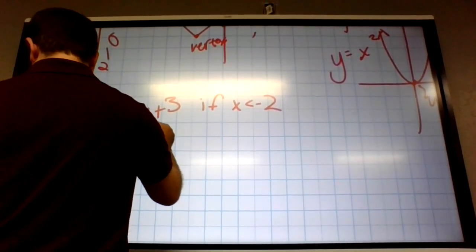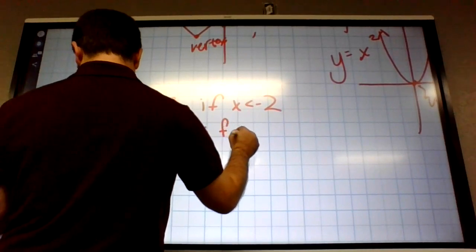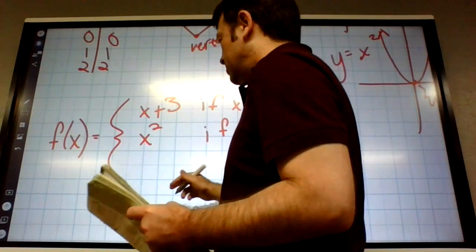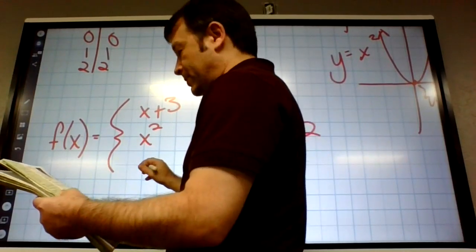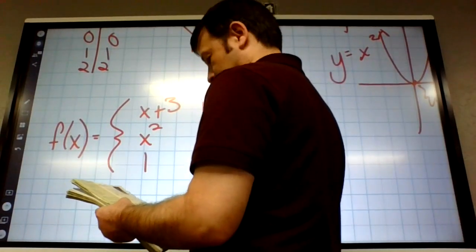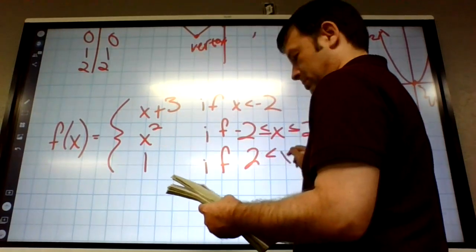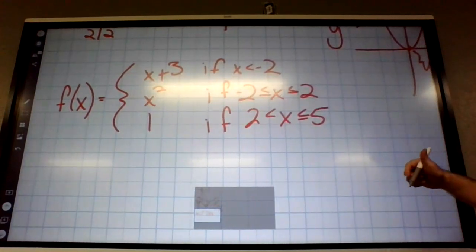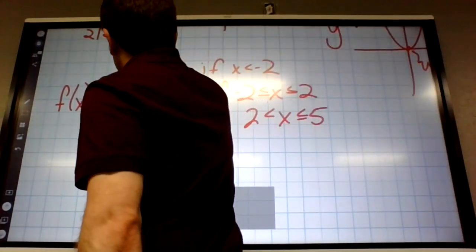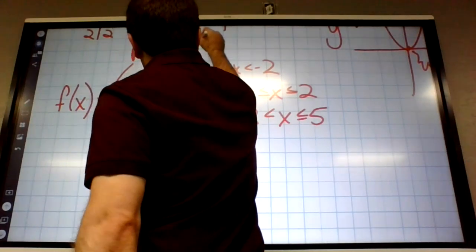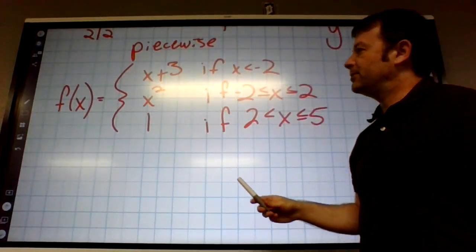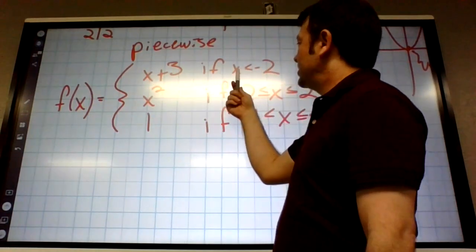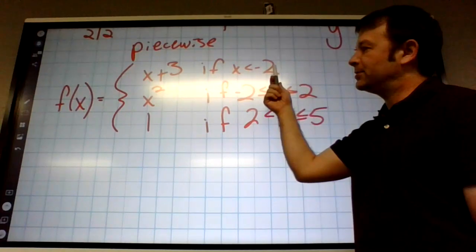This is called a piecewise function. So it's kind of like multiple functions hooked together on the same graph, piecewise. Okay, so the function equals x plus 3 when the x values are less than -2.